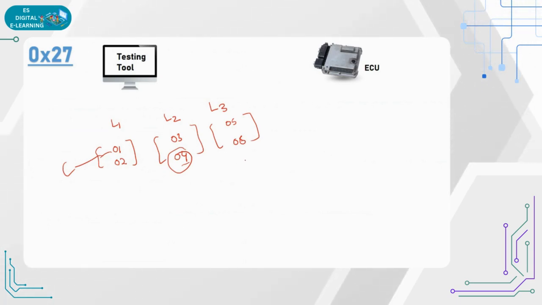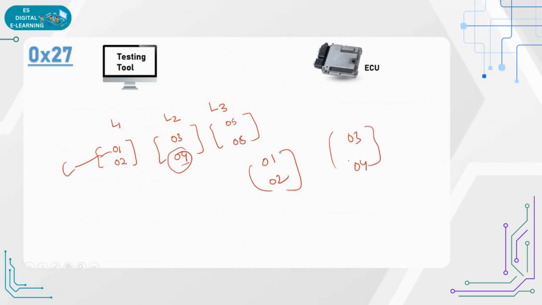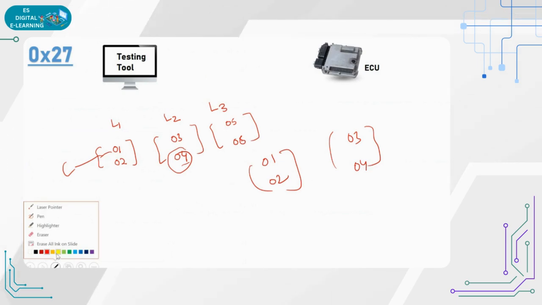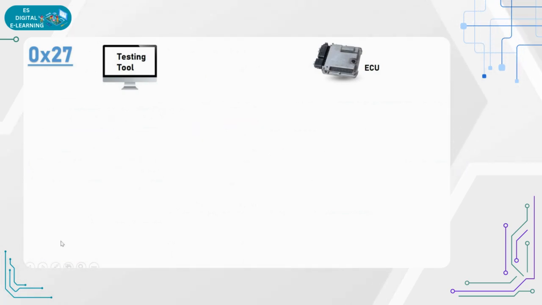But some of the companies or softwares won't do this. They will follow only 01 and 02, or sometimes they will follow 03 and 04. These are the levels. Is it clear, Chakri? Yes, sir, got it.